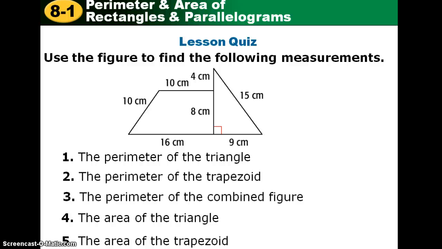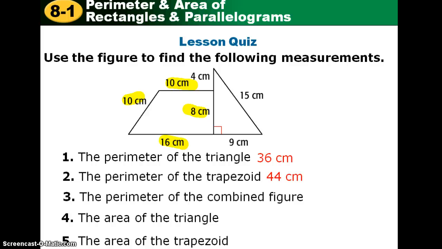Use the figure to find the following measurements. The perimeter of the triangle. In the triangle we have 15, 9, and then we have to combine 4 plus 8 for 12. So we would add up those three values. So 12 plus 15 plus 9 to give us our first answer. Perimeter of the trapezoid, we have 8 by 10 by 10 by 16. 44.